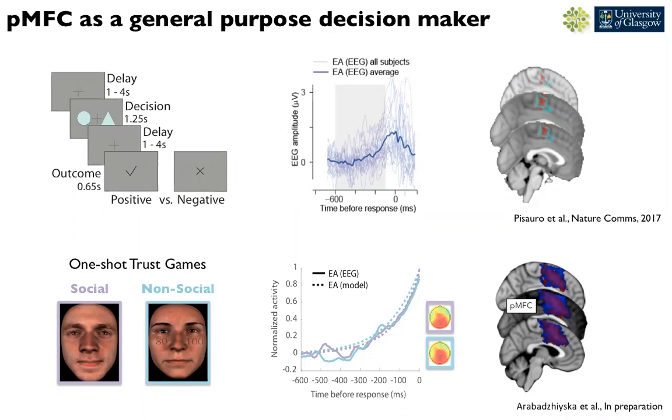And as you can see, we could once again identify this build-up of activity in both social and non-social decisions, with scalp topographies that are very similar, and then this same region of the posterior medial frontal cortex coming up, again suggesting a general-purpose decision maker across these different domains, different tasks.